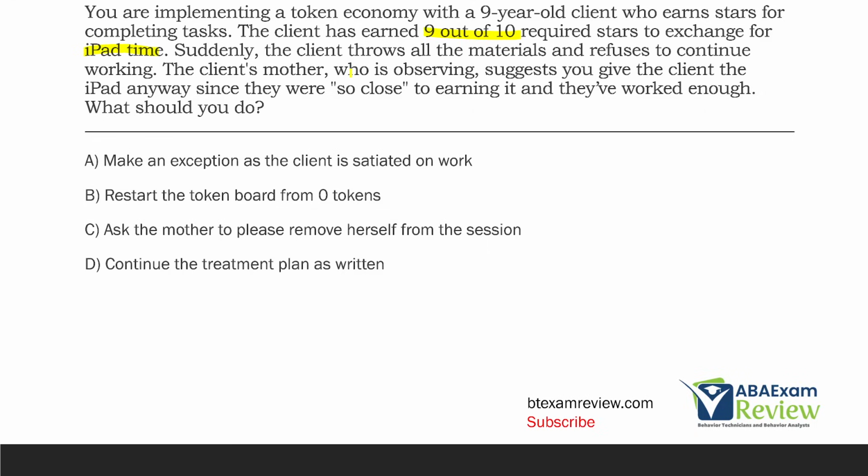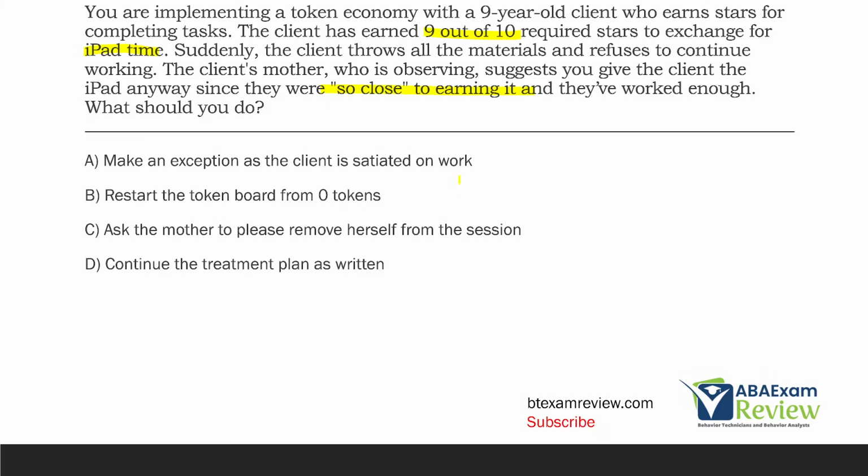Well, being a good RBT, the worst thing you could do is let them out of break or let them out of work. Now, client's mother says, why don't you just give them the iPad? They were so close to earning it. They've worked enough. Just do it this once. As the RBT, what are we going to do?